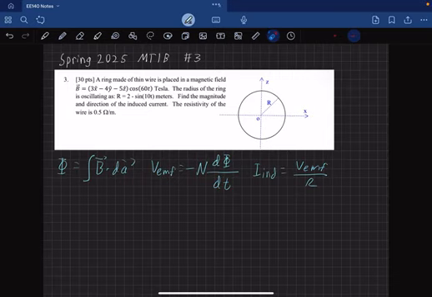Hello everyone, today I'm going to be doing a classic Faraday's problem for you. Now this problem is from Spring 2025, Midterm 1B number 3. I'll start off by reading the problem.